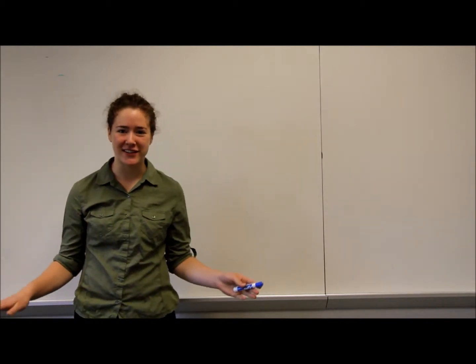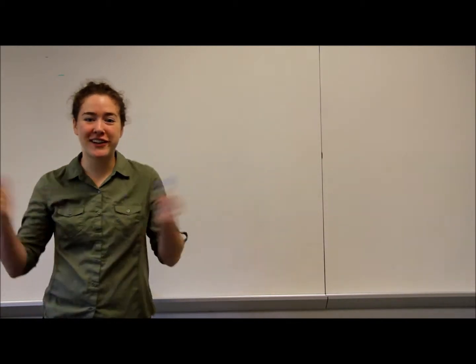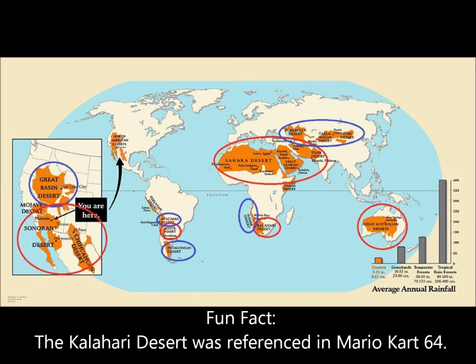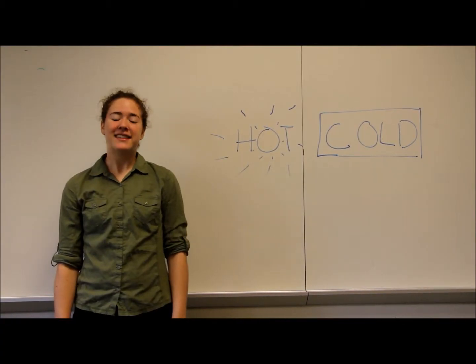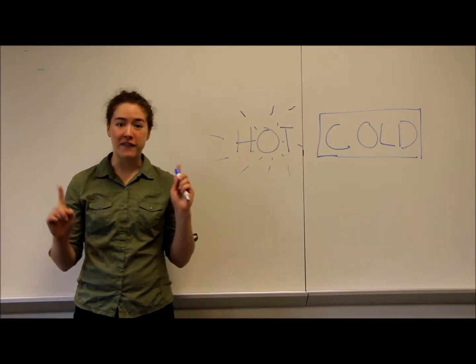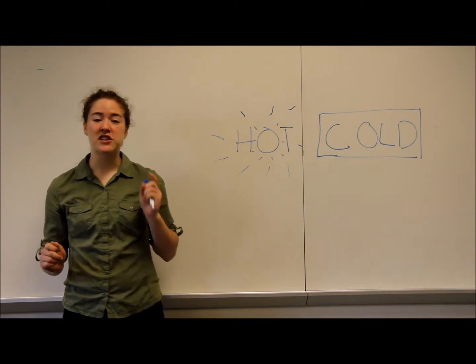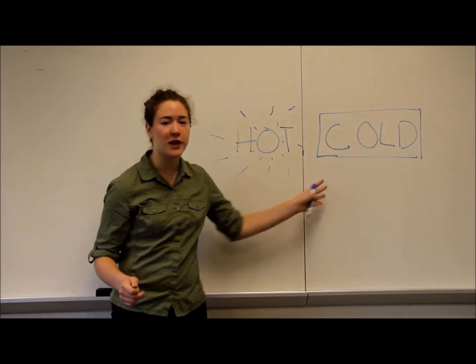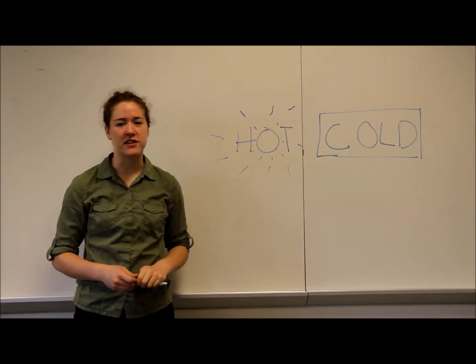As you have just read, there is little to no rainfall in deserts. Here's a map of all the deserts on Earth. Did you know that deserts cover about 1/5 of the Earth? There are actually two main types, hot or cold. We're going to talk about both of these individually.